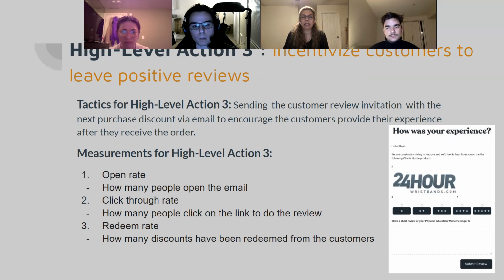The tactic for this high-level action number 3 is sending the customer an email for the review and encouraging them to give us a review, providing their experience after receiving the order. How do we measure that action? With open rate, how many people open the email? Click-through rate, how many people click on the links to the review? And redeem rate, how many discounts have been redeemed by the customers through the next purchase? And thank you. Kai, please.